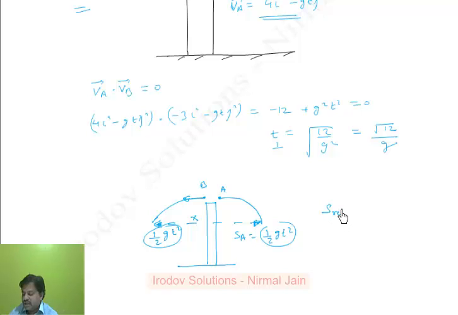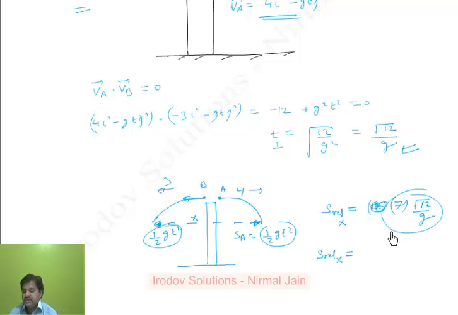The distance between them, s relative, will be only in the x direction, and that can be easily given by: one is moving ahead with a velocity of 3, the other is moving in the opposite direction with a velocity of 4, so the total relative velocity is 7, and the time taken is root 12 by g. So the relative distance between these two particles when their velocities become perpendicular is this, which is almost equal to 2.5 meter on an average. So this is the final answer.